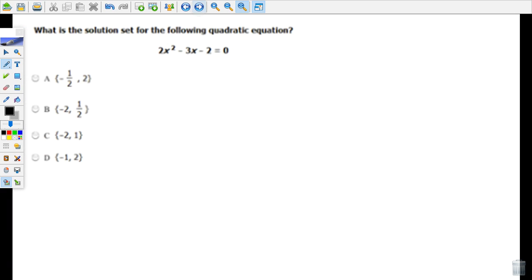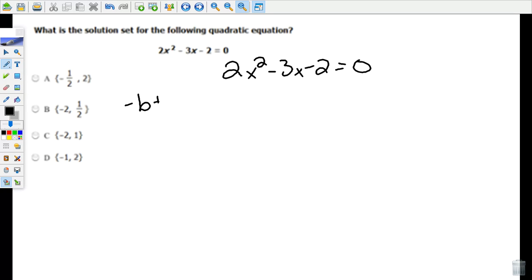All right. Again, just trying to move swiftly. Here we're doing the same thing. What is the solution set? It wants us to solve this quadratic: 2x squared minus 3x minus 2 equals 0. I'm pretty sure this is also factorable. But again, sticking with the theme, we're going to use the quadratic formula again here.